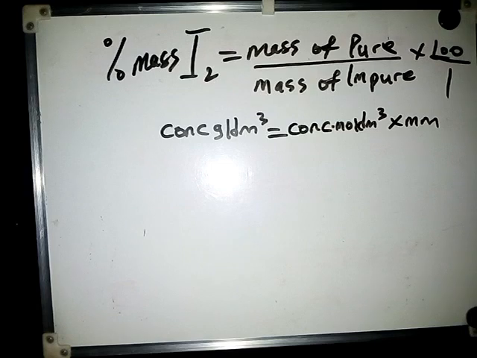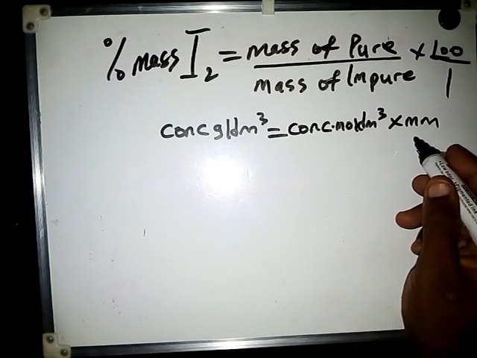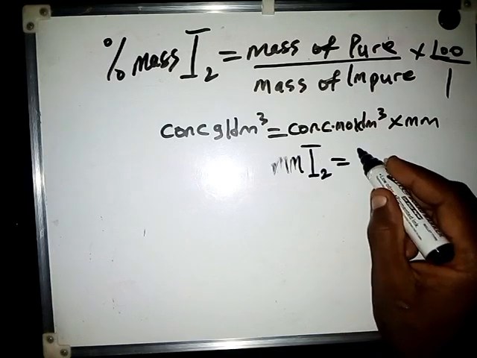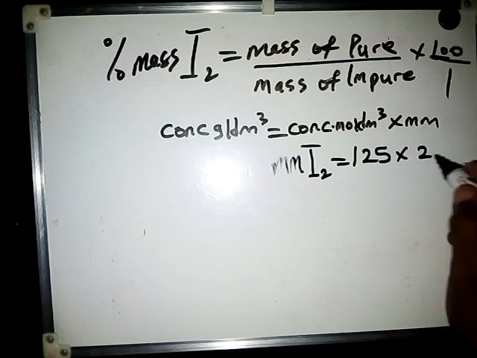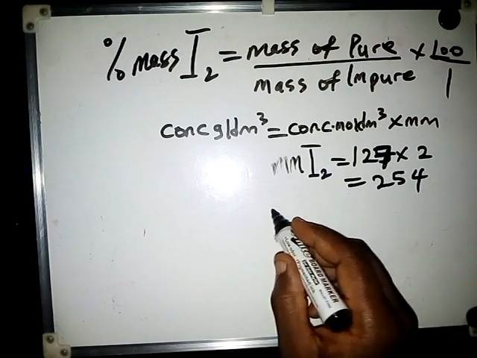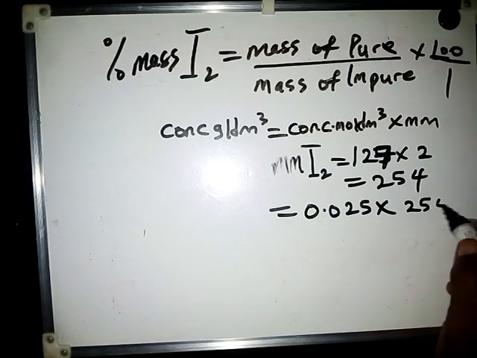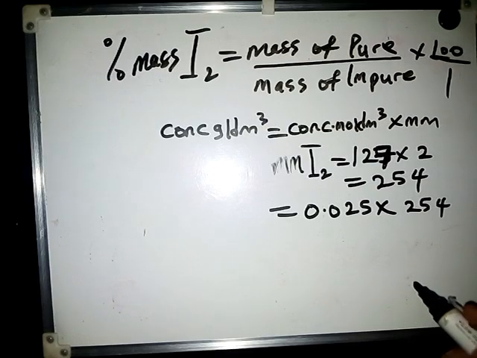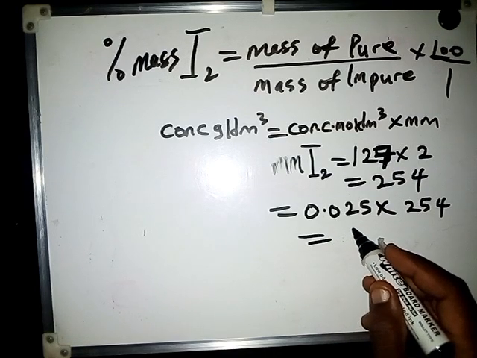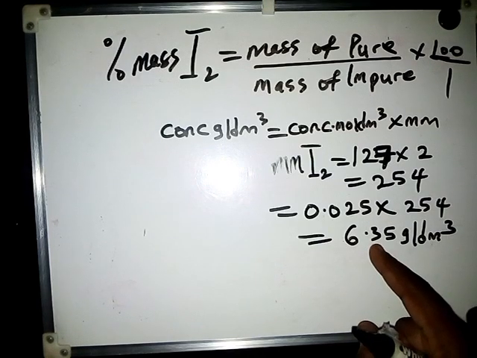Okay, so we've calculated this one. The molar mass of iodine is 127, since it's atomic, times 2, you should get 254. So we know this one, we just calculated it, 0.025 times 254. You should get 6.35 gram per dm cube. So this one we just calculated is the mass concentration of the pure.